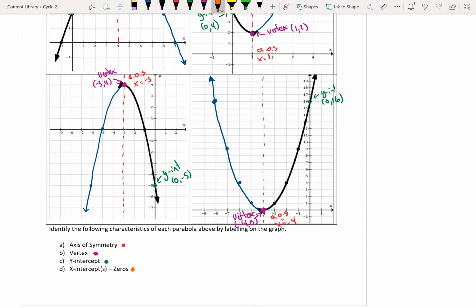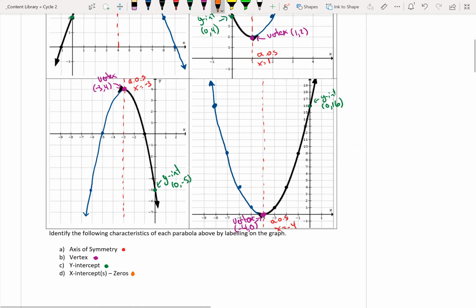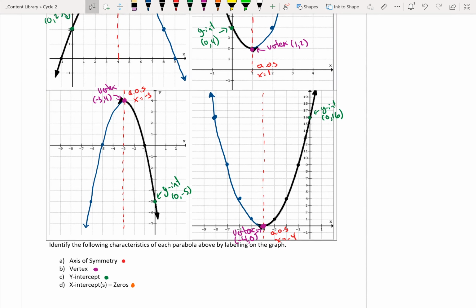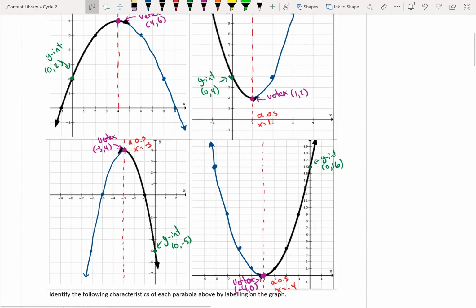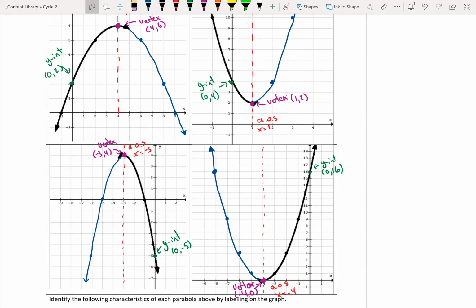And finally, our x-intercepts, or zeros. Now the x-intercepts are similar to the y-intercepts. It's where it crosses the x-axis. Another term for it is zeros. So if I look at the first one, I see my two x-intercepts here. So I have two of them. X-intercept of (9, 0). Again, it's just a point. Here's another one. X-intercept of (-1, 0).